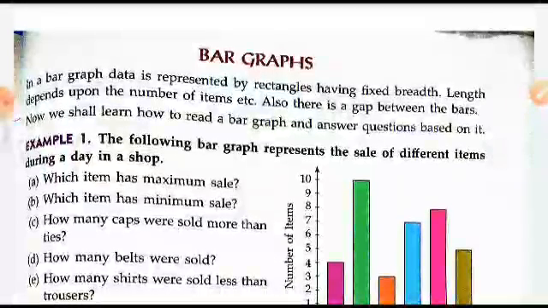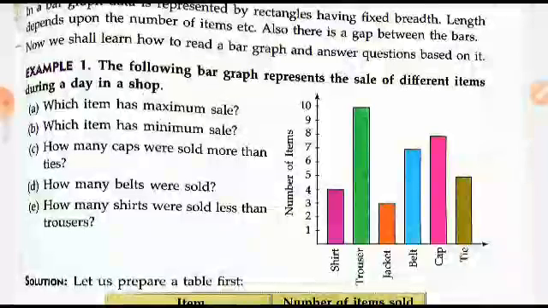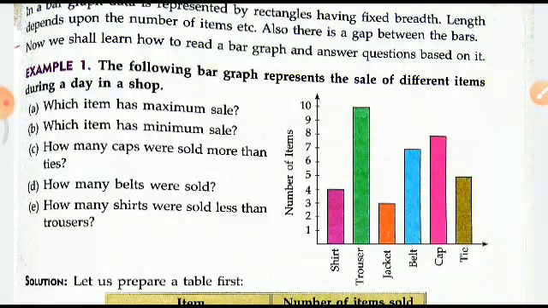Now the next kind of tool for data handling is the bar graph. In a bar graph, the data is represented by rectangles having fixed breadth, and the length depends upon the number of items. There is a gap between the bars, which means the bars should not be clubbed together, right? Now see, the following bar graph represents the sale of different items during a day in a shop. Which item has maximum sale, which has minimum sale, how many caps were sold more than ties, how many belts were sold, and how many shirts were sold? These are the questions you have to find.